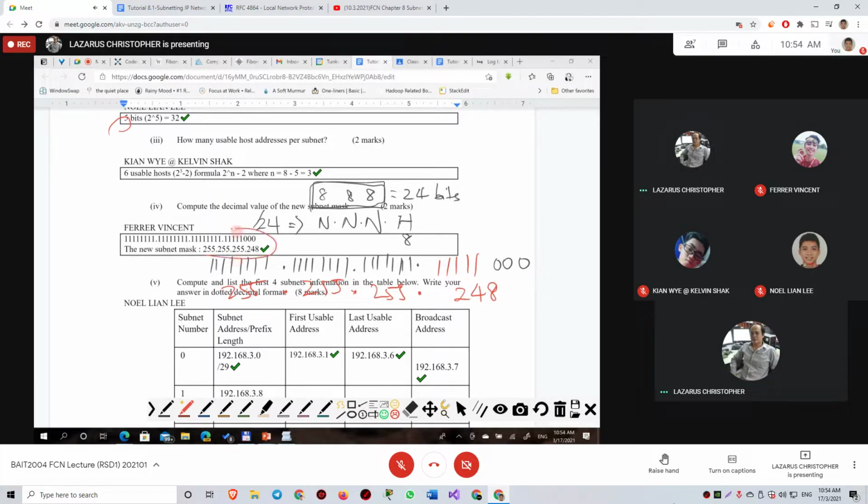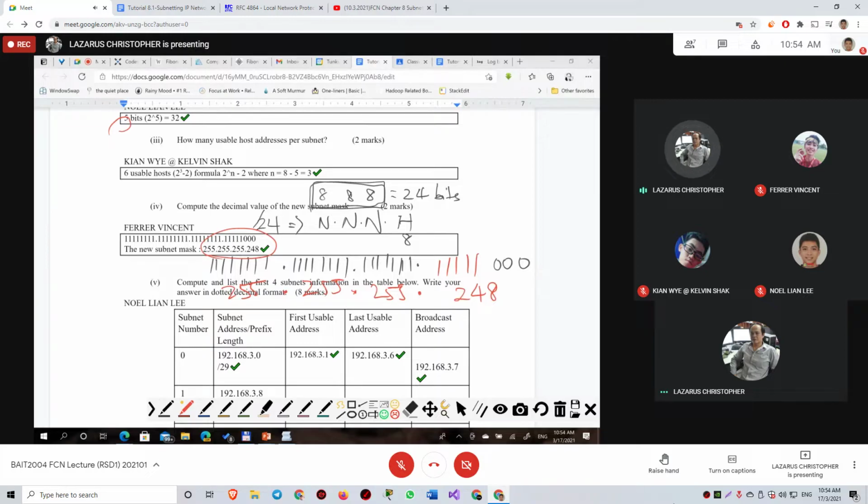When you convert these bits to decimal, it becomes 248. So that's the new subnet mask. Originally it is 255.255.255.0 because the original one is /24, but now it borrows 5 bits. So 24 plus 5 is 29, so /29. The /29 subnet mask is 255.255.255.248. Is that okay?